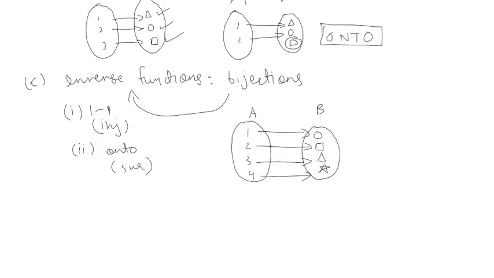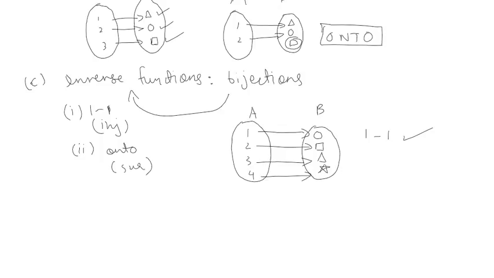So let's check if this is a one-to-one function. For particular values in B, we need to check if it is uniquely linked to all values in A, basically. So we can see that the circle is uniquely mapped through 1, which means there's just one link to this. There's one link to the square, one link to the triangle, and one link to the star, which means it is a one-to-one function. Let's check if it's onto.